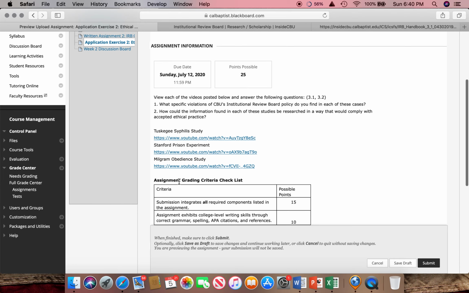I want you to talk to me about what specific violations each one of these had, and some of them are very, very flagrant violations, very unethical types of studies, but I want you to break it down specifically on what violations there are when it pertains to our Institutional Review Board policy. And then, would it be possible for these studies to be done through compliance and with accepted ethical practices, and how could these studies have been performed ethically? What information would they need to disclose and whatnot?